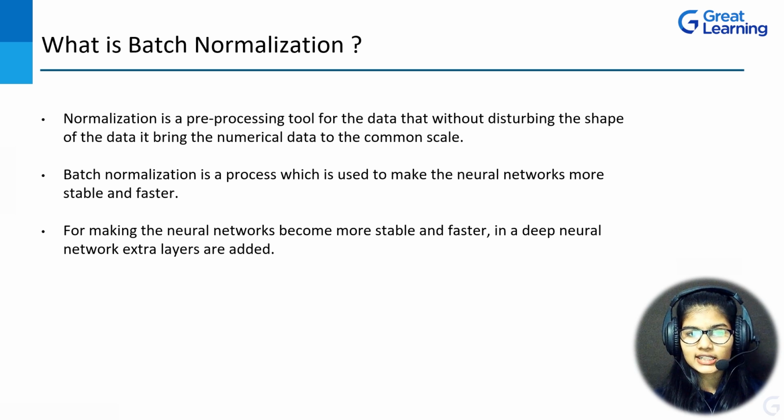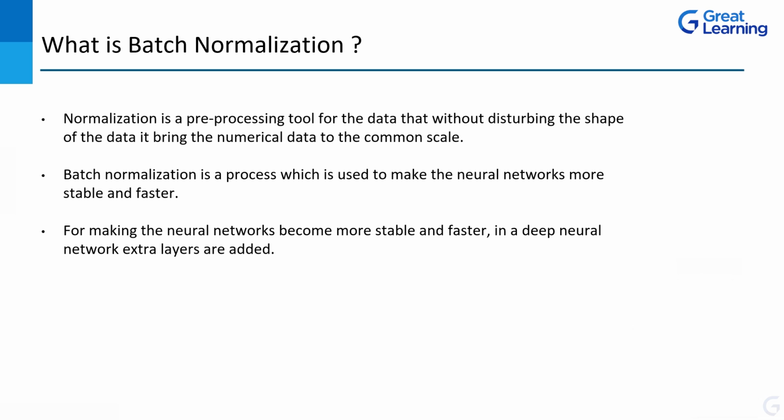So I hope I am very clear on batch normalization, right? Now, how do we make the neural networks stable and faster, right? What's the way of doing so? We simply learned that this is batch normalization and it's used for making the neural networks stable and faster, right? Now, what's the way of doing so? To make the neural networks more stable and faster, what we do is, in a deep neural network, we add some extra layers.